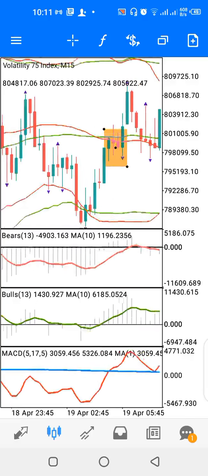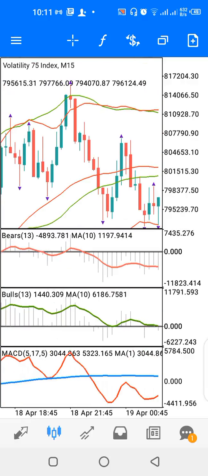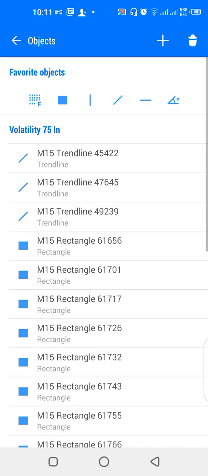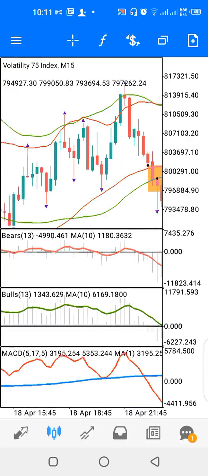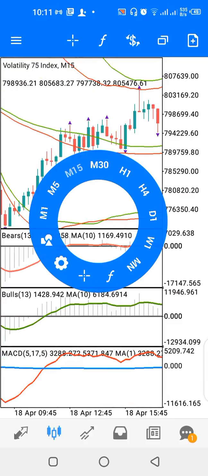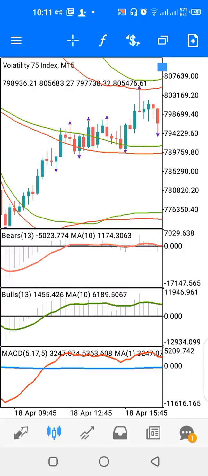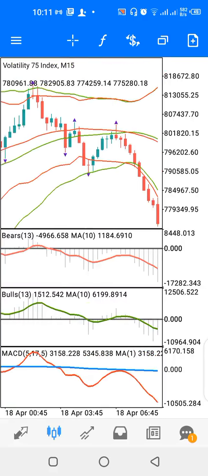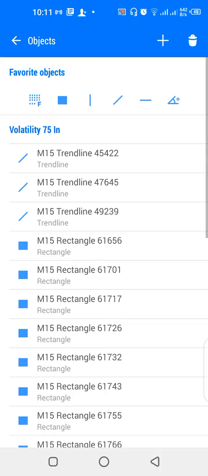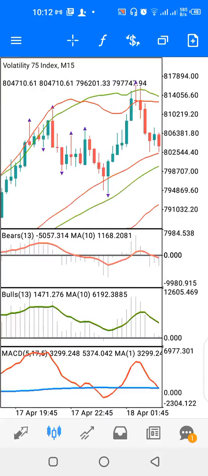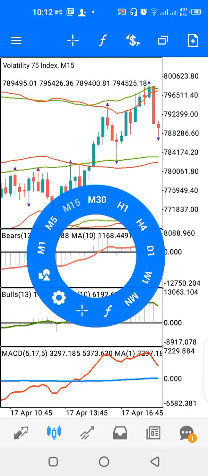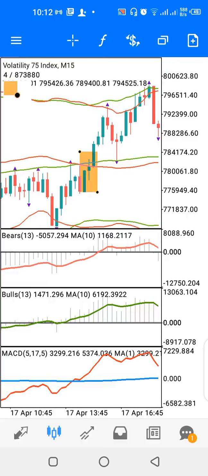And if it crosses below, that's a sell signal. You have a cross below here for you to sell. Cross and close below for you to sell. Cross and close above for you to buy. Cross and close below for you to sell. It's a very simple strategy.